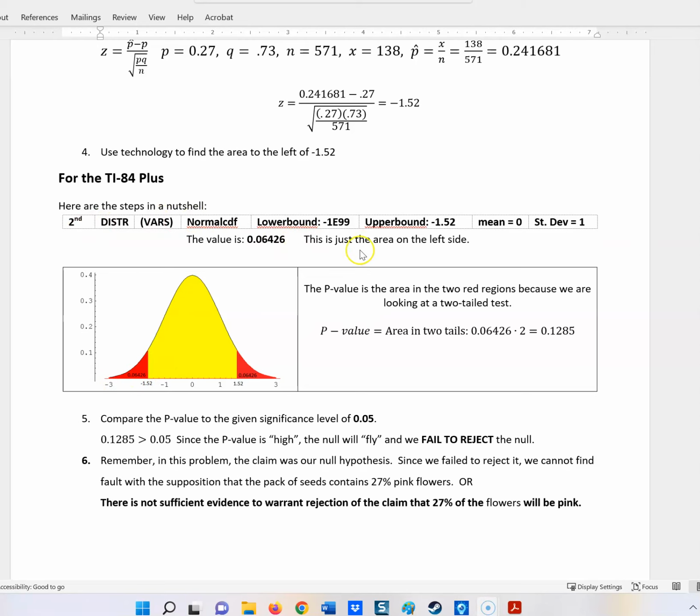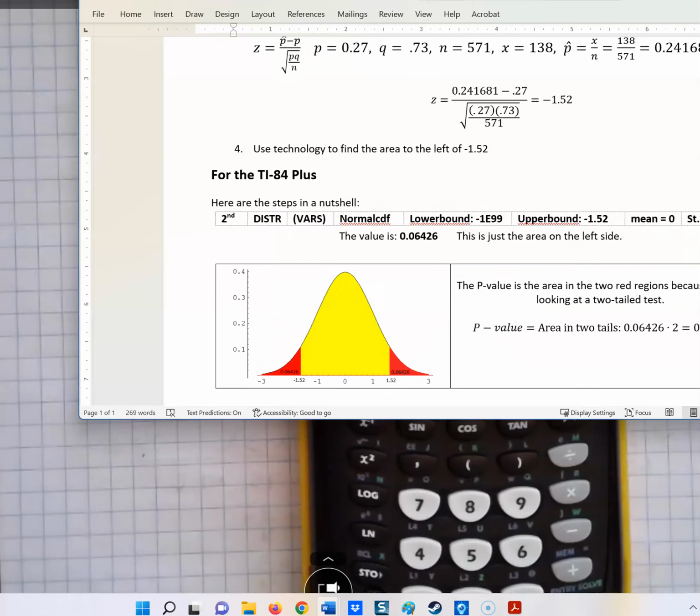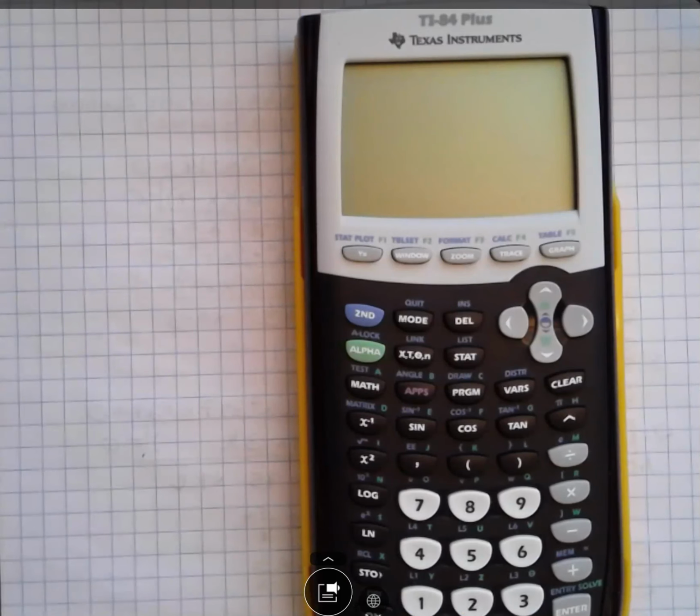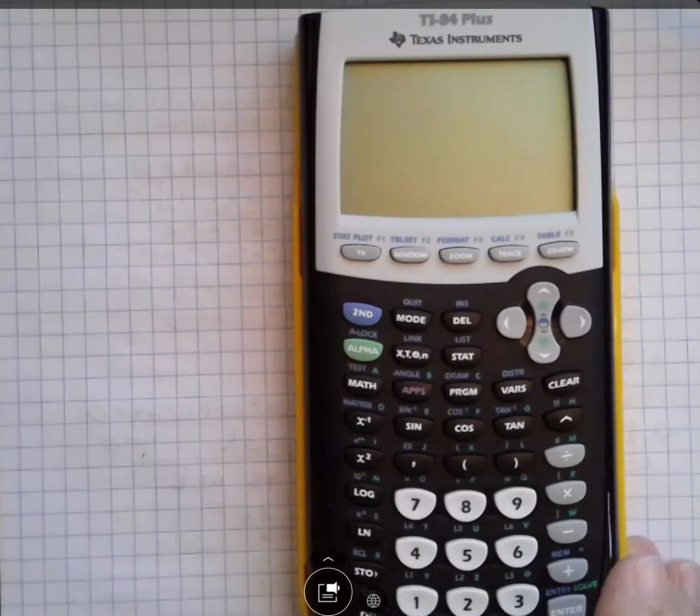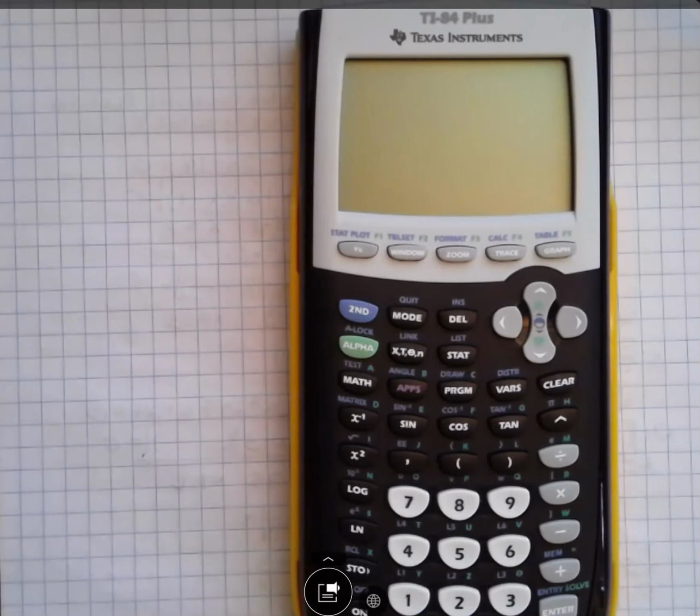So this is what you're going to enter, and I'm about to do that and show you what you get. We should be getting 0.06426. So let's look at that. I do have a video about how to do this as well, but I wanted to show you how you would use it inside of a larger problem.